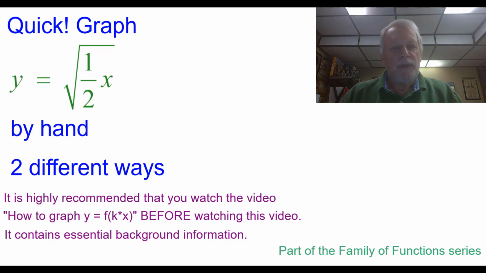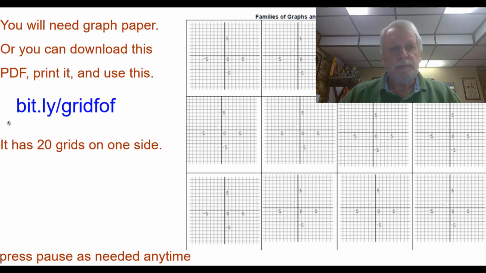Graph y equals the square root of the quantity 1/2 times x by hand 2 different ways. It is highly recommended that you watch the video How to Graph y equals f of the quantity k times x before watching this video. You will need graph paper or download this PDF and print it. Press pause as needed anytime during the video.